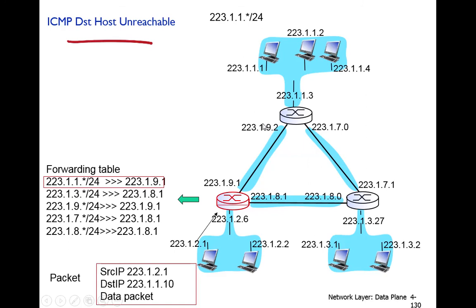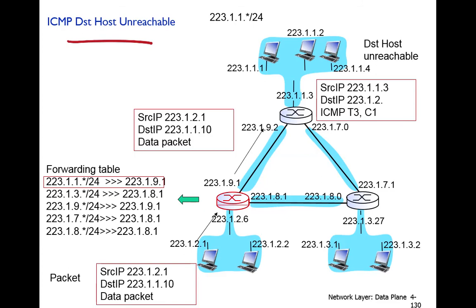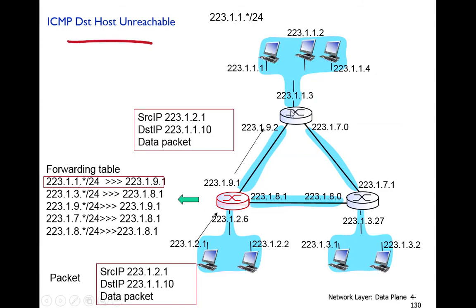You can see that this message is forwarded on this link. When this router receives the message, suppose it also forwards it from here to here, because the destination network 223.1.1 is available here. But when this router forwards it, it will see that there are hosts. This 223.1.1 is the network part. The destination IP address is 223.1.1.10.